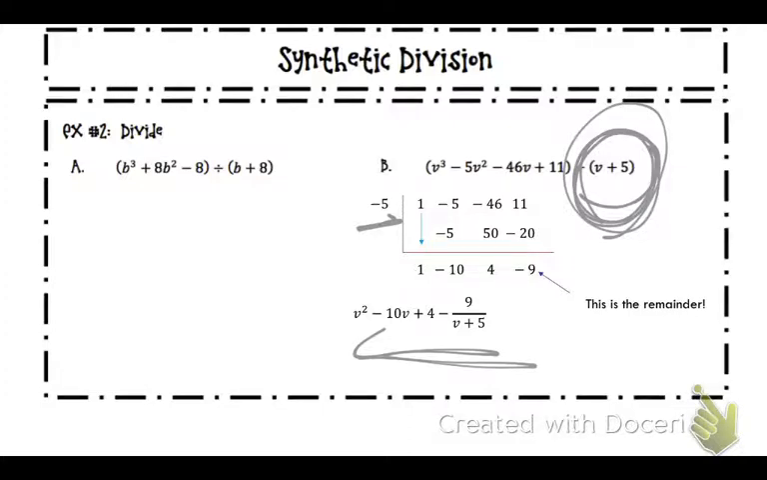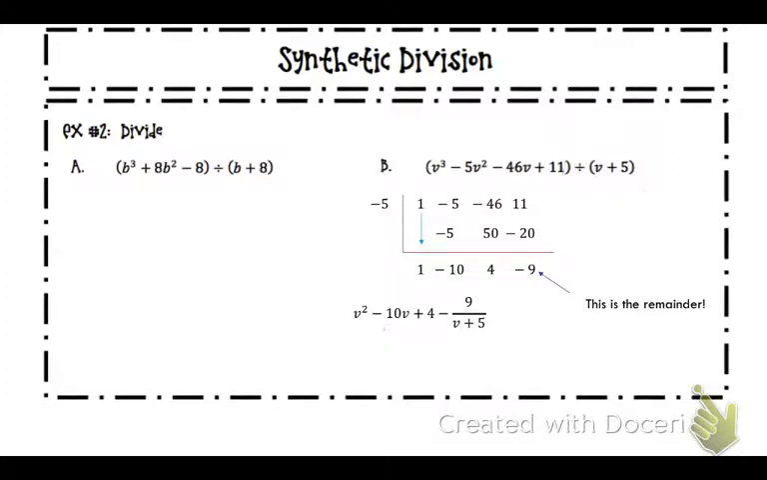Okay. Let's do example A. So here we're going to draw our L again. We have 1, 8, and then we don't have a b term, so I have to put 0 in for that b term, then -8. And on the outside, we have -8 because it's the opposite of +8.